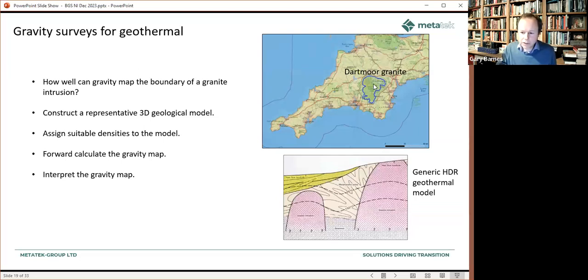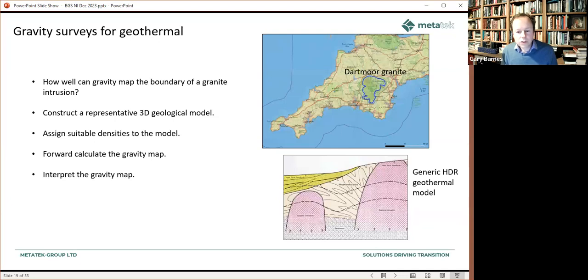This is based loosely on the Dartmoor outcropping granite here, which is outlined by this blue polygon. And it's also taking inspiration from generic hot rock, dry hot rock geothermal systems. And this diagram here gives you a fairly typical model of what those granitic systems look like.